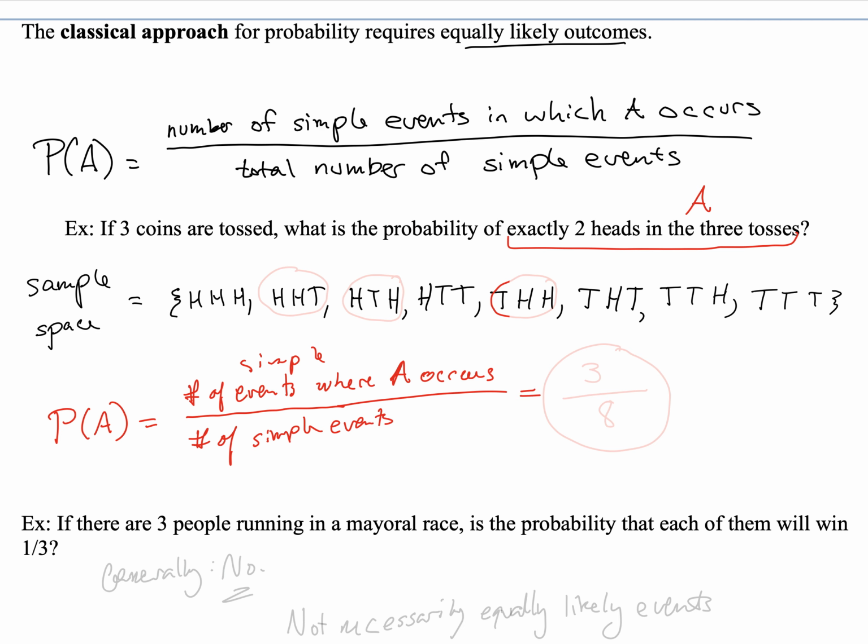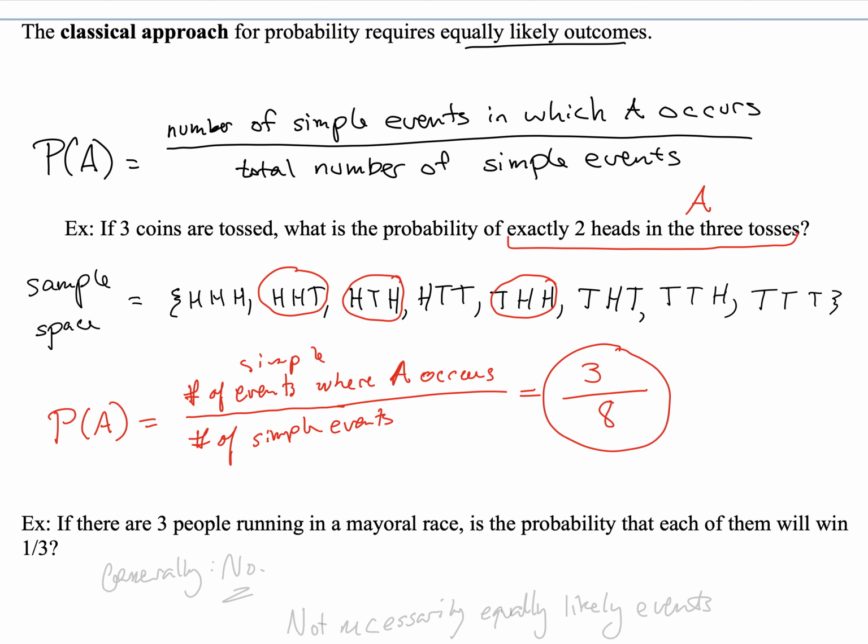So for us, we saw that there were 8 simple events in the sample space as above, and now which simple events have A occurring? The ones with exactly 2 heads in 3 coin tosses. So let's see, this has exactly 2 heads, this has exactly 2 heads, and this has exactly 2 heads. Everything else has 1, 0, or 3 heads. So 3 of the simple events have exactly 2 heads in 3 tosses, and so the probability of our event A is 3 out of 8.